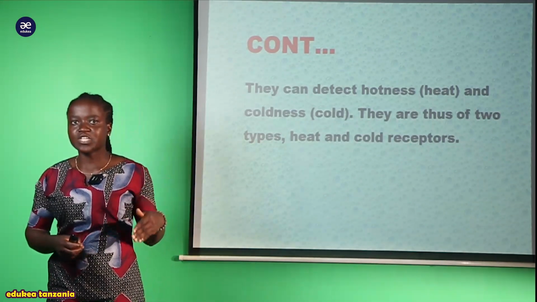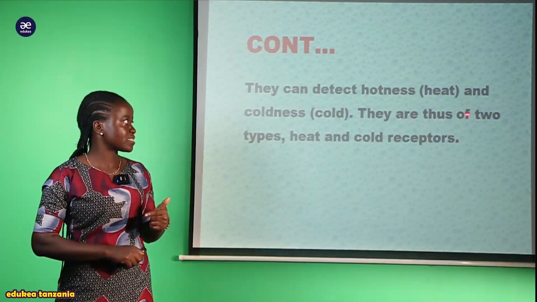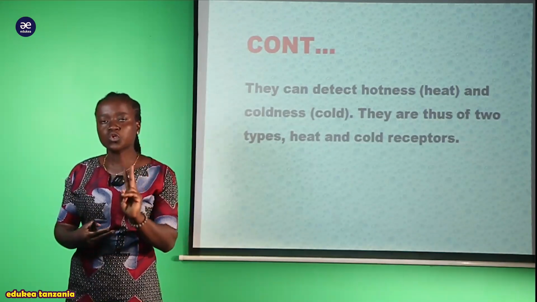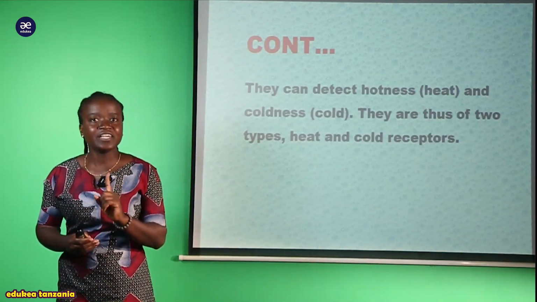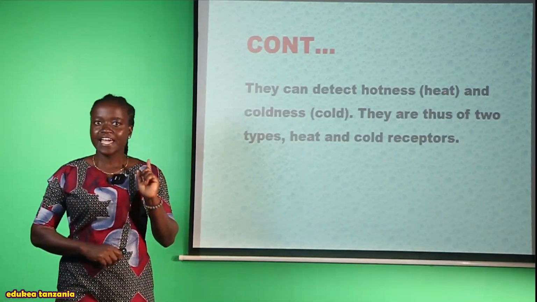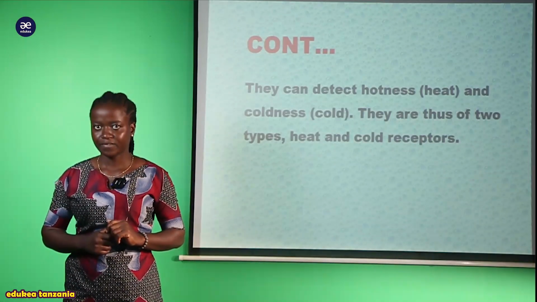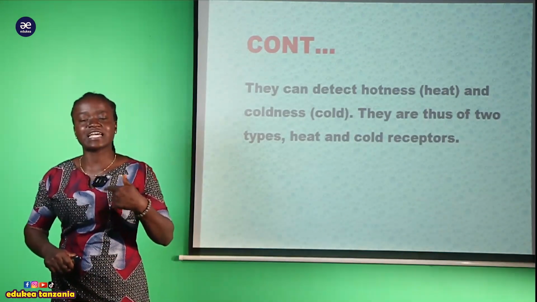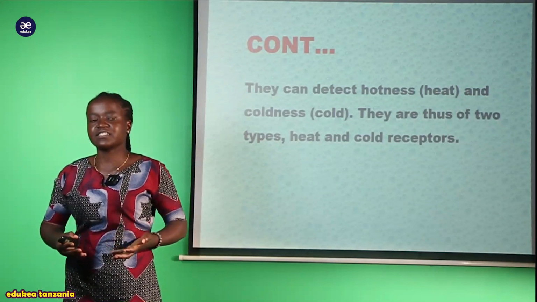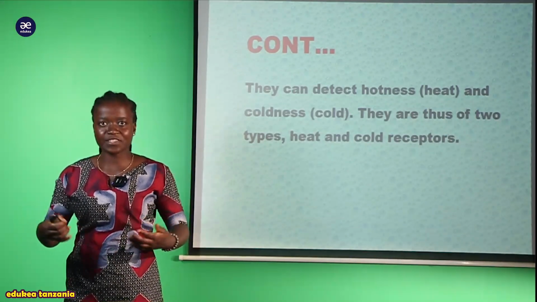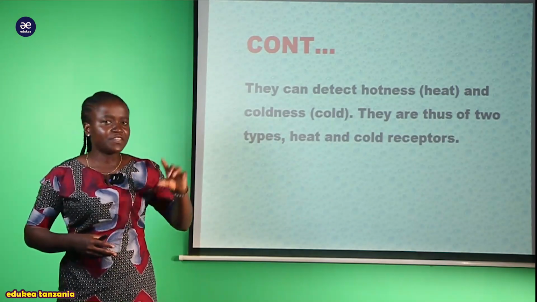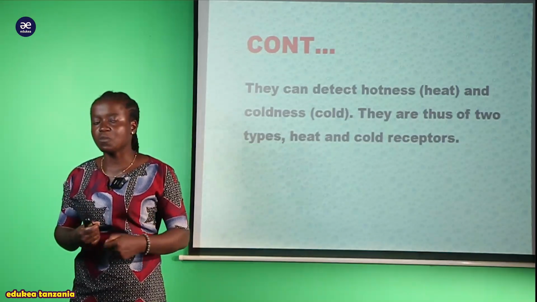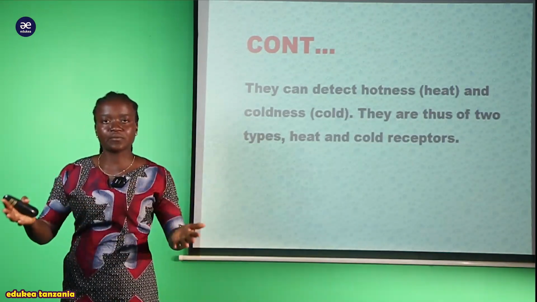So when we talk about temperature, we talk about hotness and also coldness. Thereby within the thermoreceptor we get two types of thermoreceptor. Here we are talking about the heat receptor and the cold receptor. The heat receptor is specialized for detecting the heat changes which are occurring within the environment. And the cold receptor, we say that it is responsible for detecting cold which is occurring within the environment.